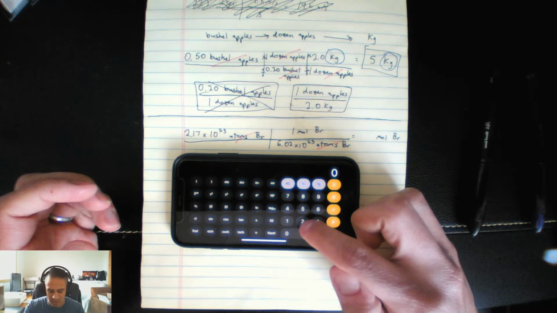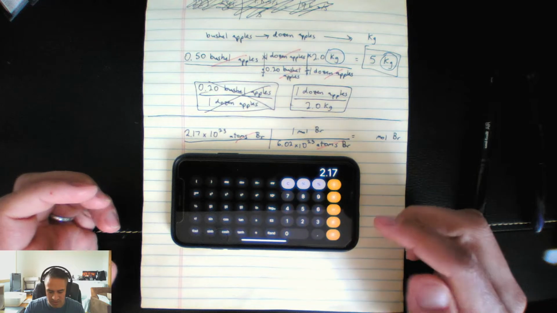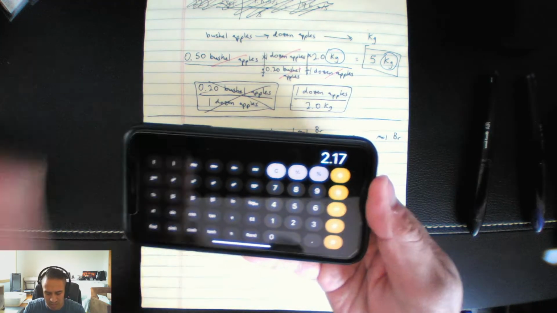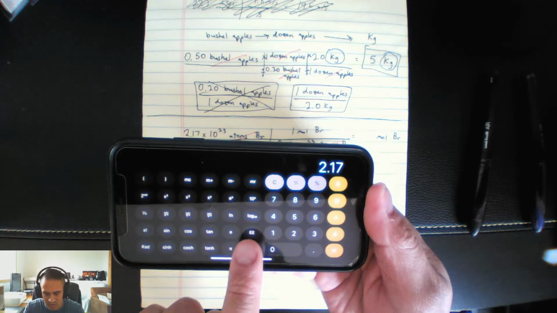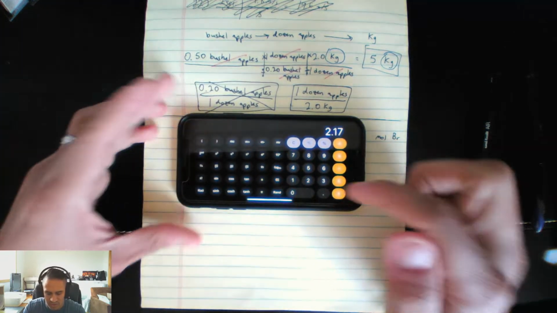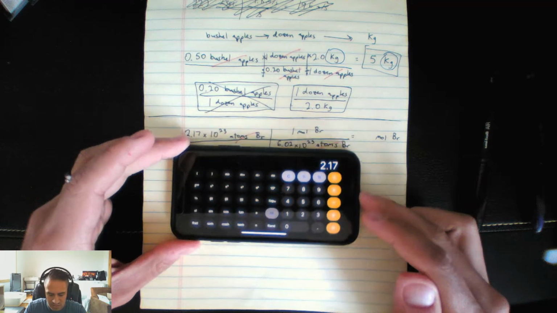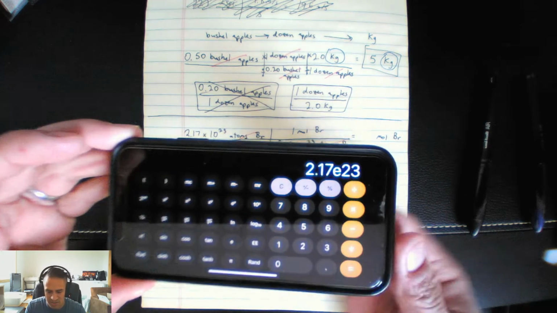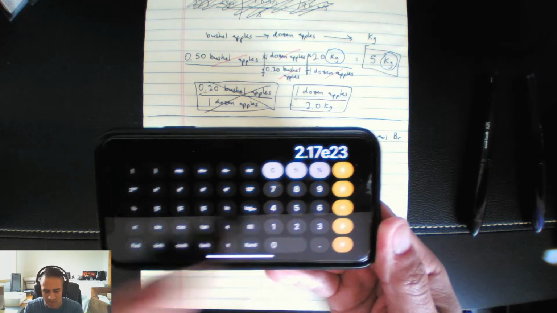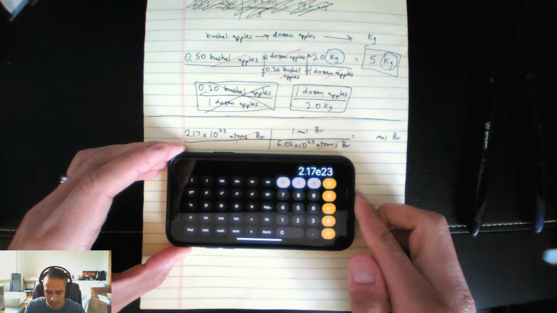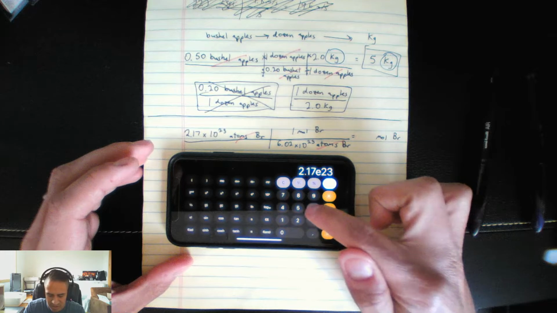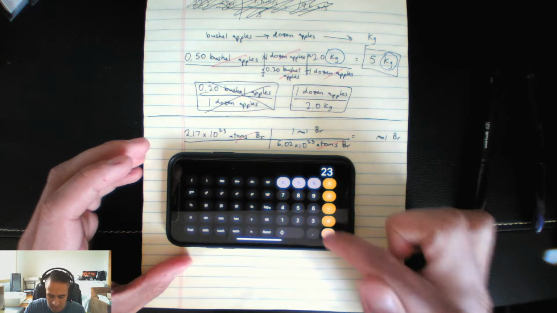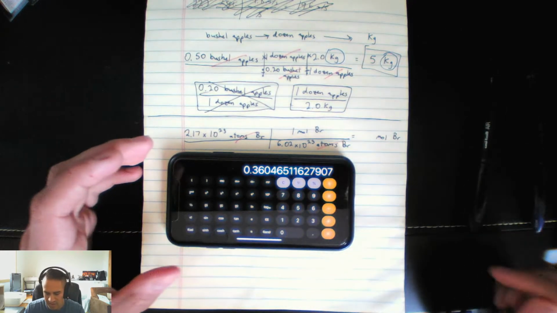So on our calculator, we're going to go 2.17. And then to do the times 10 to the 23rd, there's this little double E button. Okay, we're going to use that little double E. So 2.17 double E 23 equals. Okay, so our calculator you'll see says 2.17 E23. So that means times 10 to the 23rd. We're going to divide that by 6.02, again, double E 23 equals. And this is what we get.